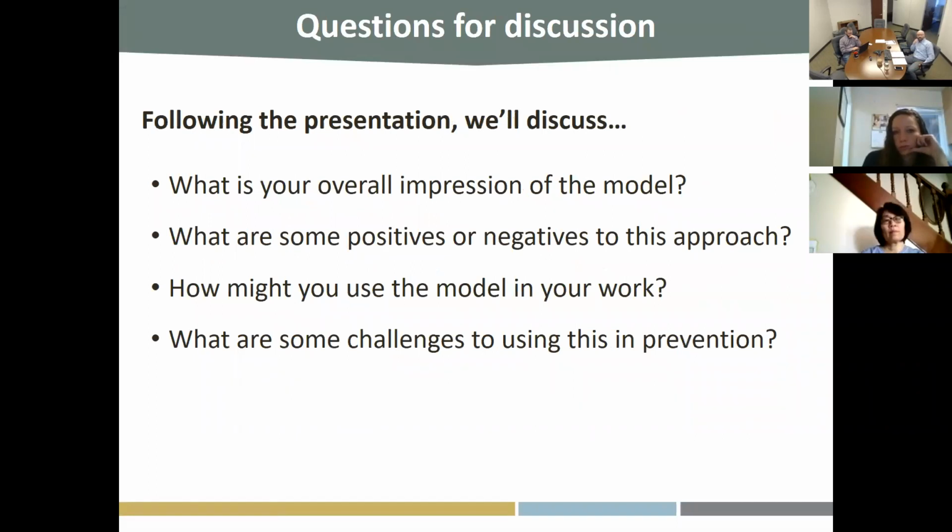And after the presentation, here are some questions that I wanted you to think about that we can discuss further. So just your overall impression of the model, any of the positive or negatives that you perceive, how you might use it in your work, and some of the challenges to using it in prevention. So we'll come back to those afterwards.